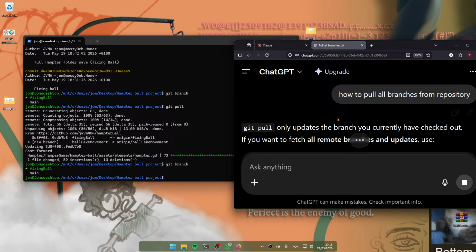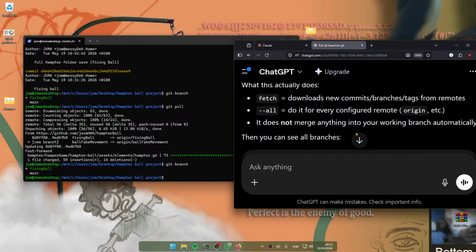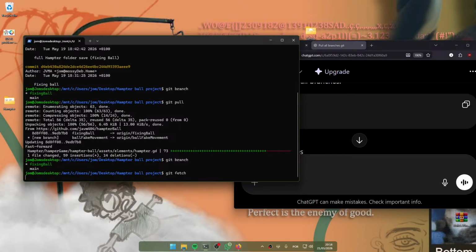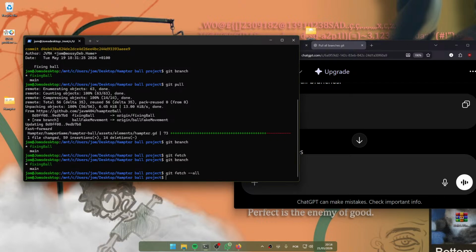This is the branch you currently checked out. If you want to fetch all remote branches, git fetch --all. Git fetch downloads new commits, branches, tags from every configured remote. Origin does not merge anything into your working branch automatically. Then you can see all branches with git branch -a. Git fetch. Is it double dash? Double dash all. So now git branch has all of them.